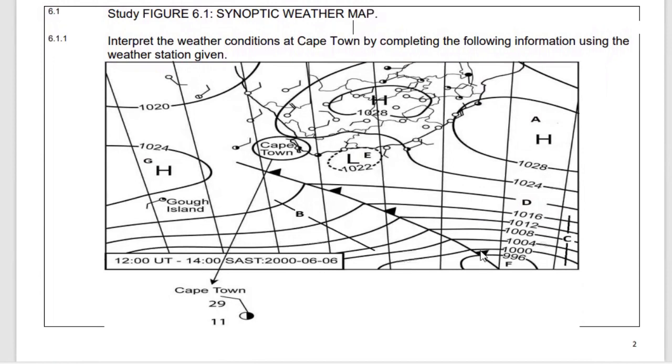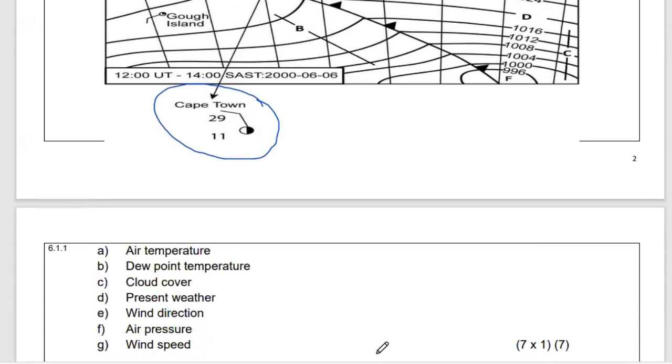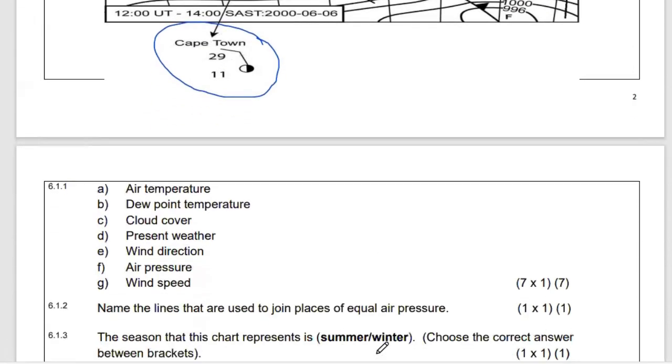Right. The Cape extract is coming from Cape Town here, as it has been enlarged so that it becomes clear for us to be able to figure out what is being shown on that synoptic map. So the enlarged weather station is indicated here with 29, 11, that shaded circle and this bar. What is the question saying? Determine air temperature. We said air temperature is the maximum temperature. So we are taking between the two.